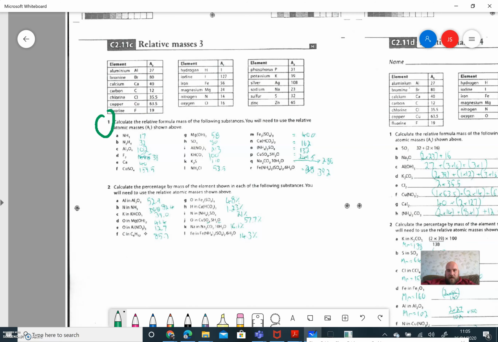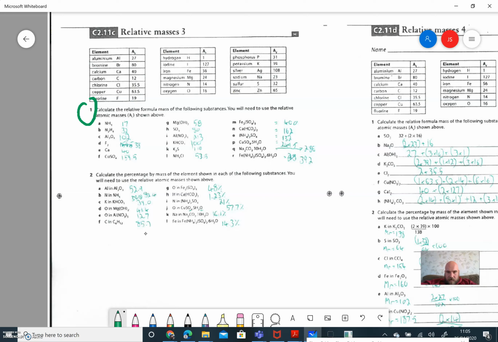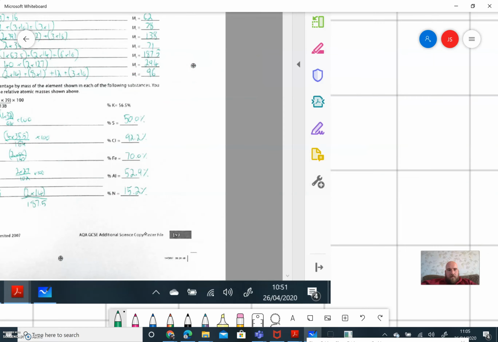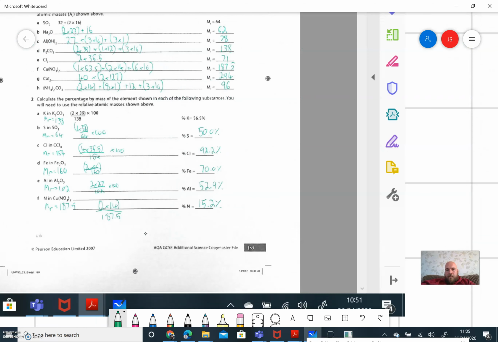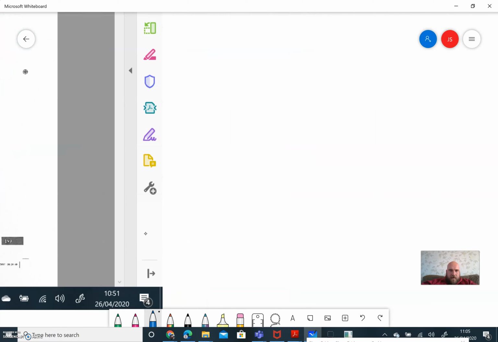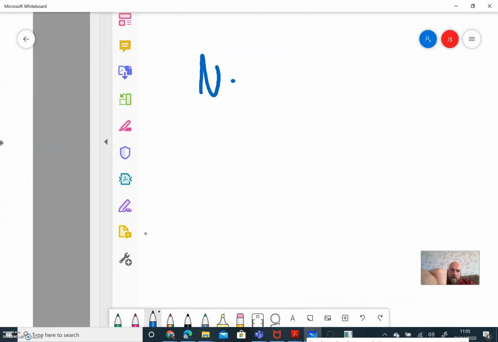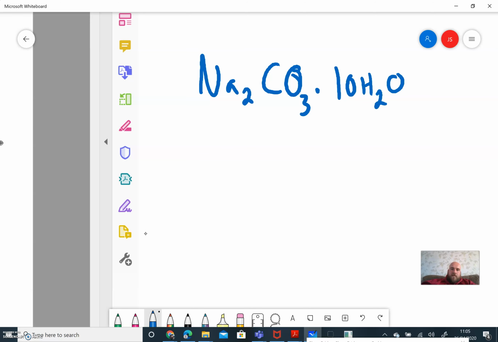But let's try and figure out, let's do a complicated one. Let's do that one. Let's have a go at Q. So Q is Na2CO3.10H2O. So let's change the pen. So what have we got? We've got Na2CO3 and then it's .10H2O. So these compounds it's exactly the same as before.